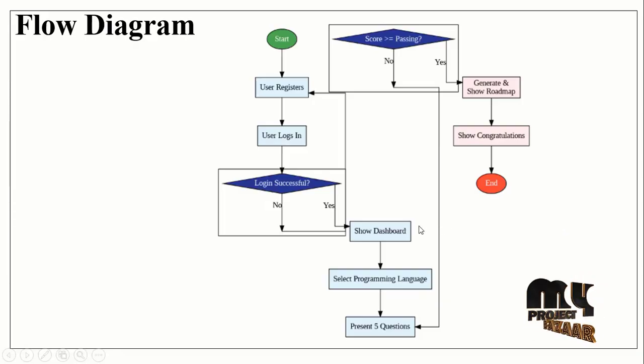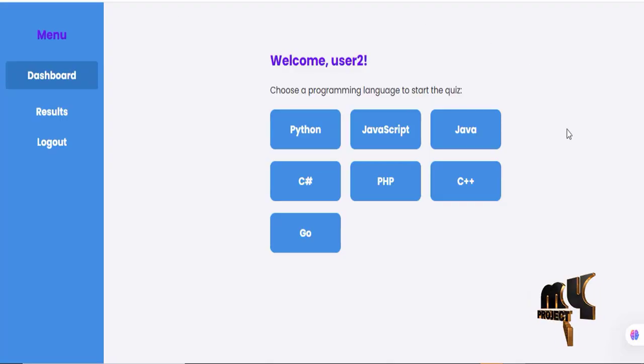The second module is in the dashboard, which shows the programming languages. Each has 5 questions. If they score the passing score, it will move on to generate the roadmap. So up to this is the second module. Let's see the output for the second module.